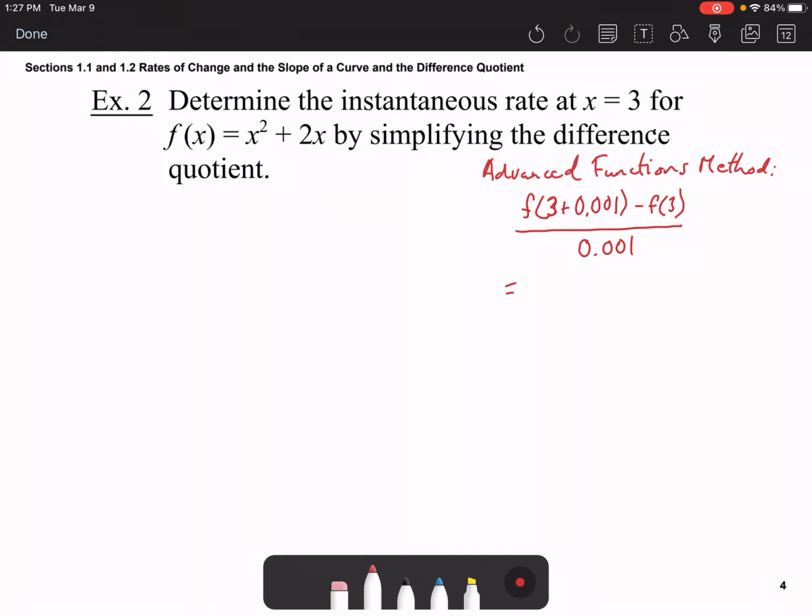So f at 3.001 gives me 15.008001. F at 3, that would just give me 15. I'm going to subtract that, divide by 0.001. So using my calculator, I get a value 8.001, which is approximately the value of 8. So that's what I would say might be my instantaneous rate of change.